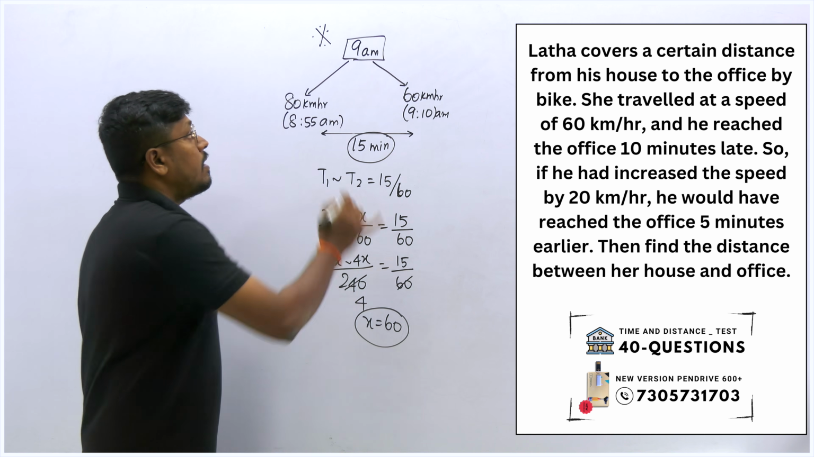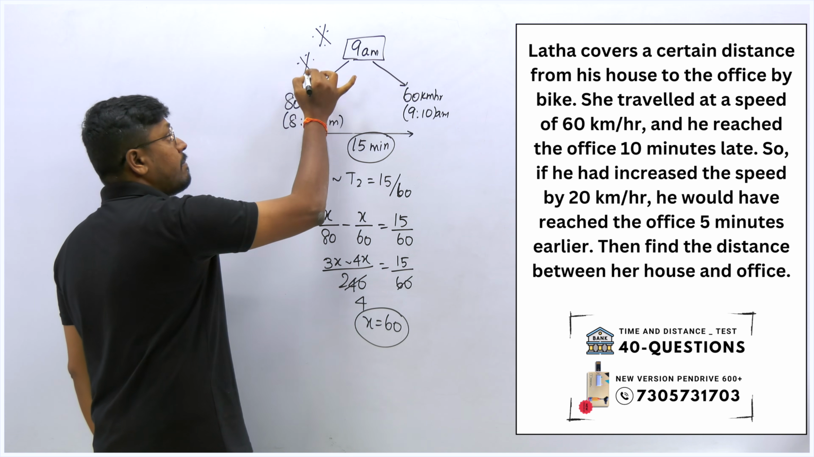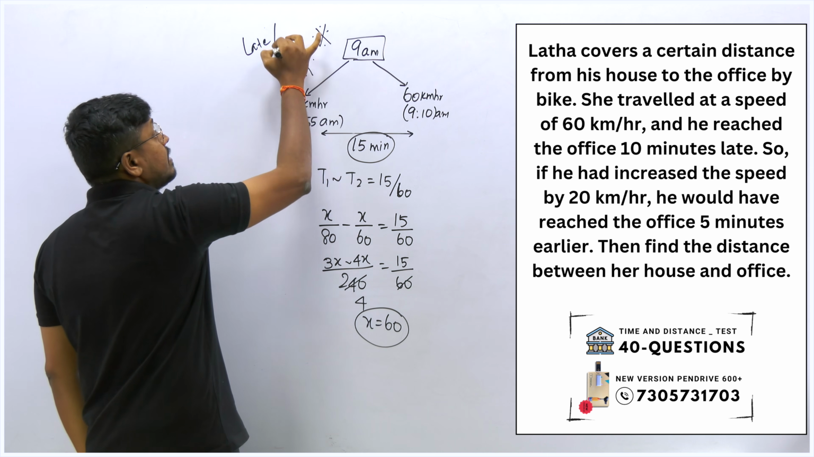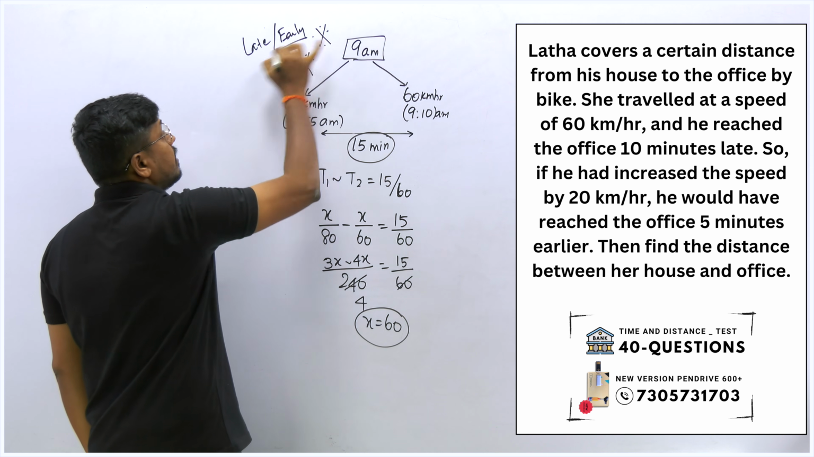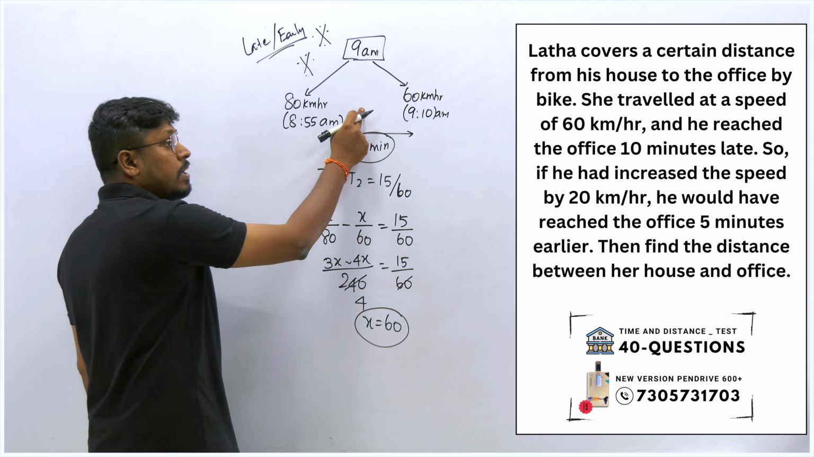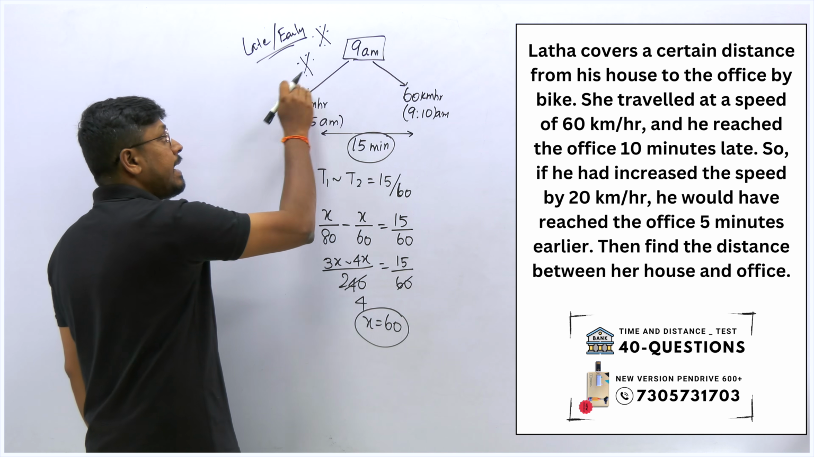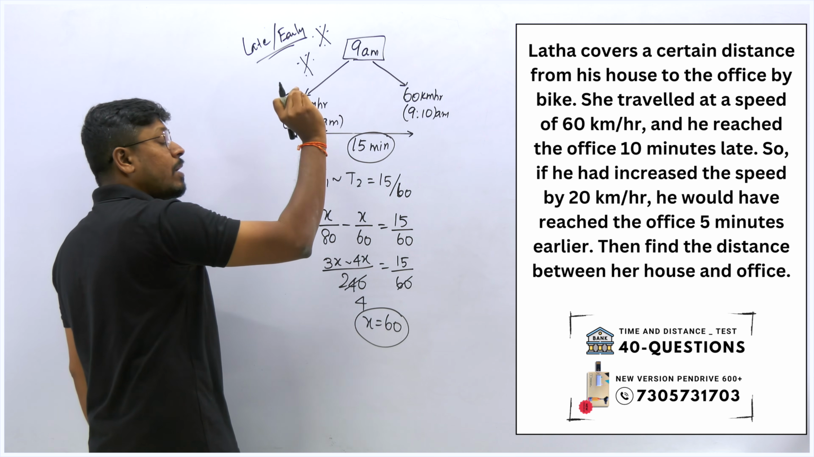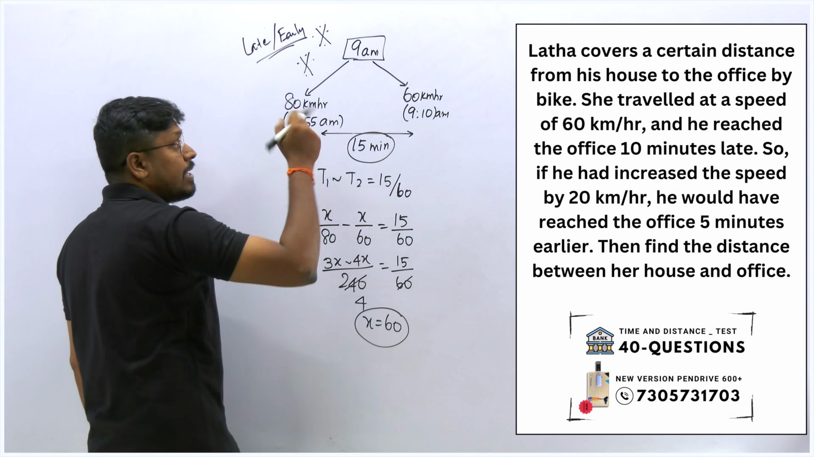So friends, understood? Again, if you didn't watch all my time and distance videos, kindly watch the 4th or 5th video first. I taught this late and early concept. I think I have solved this question by a formula method also. There is a formula also, but in the formula, if it is late and early, you have to subtract. If it is early and early, there you have to add. So some changes will be there in the formula.